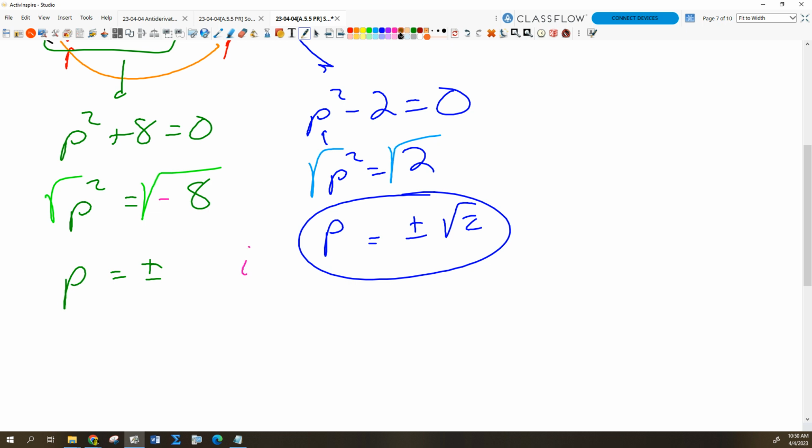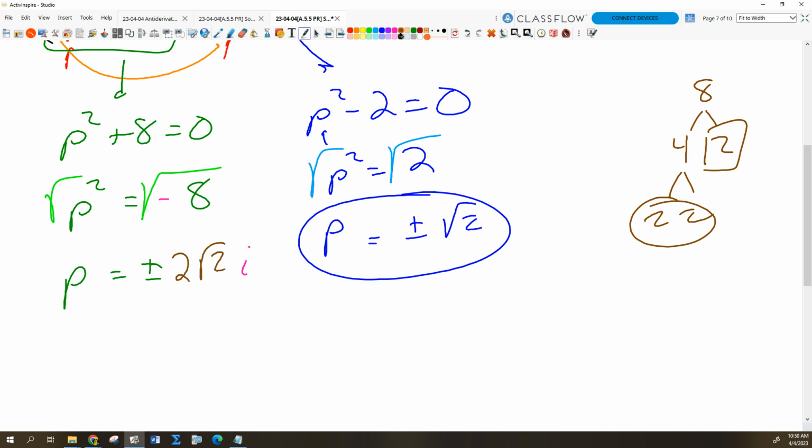And now what about the 8? If we do a factor tree with 8, yeah, you're right. It breaks into 4 and 2, because 4 is a perfect square factor, and the 4 gives me a couple of 2s. Got a single 2 left over, right? So that's going to give me 2 outside and the square root of 2 inside. And there's my other 2 solutions, right? For a total of 4.